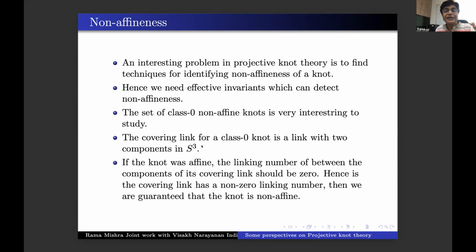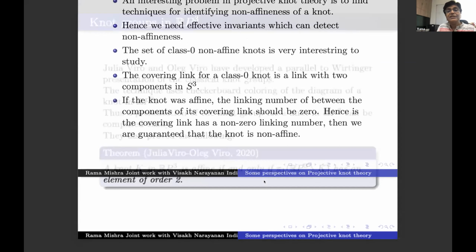Now, the covering link for a class 0 knot is always a link with 2 components. And if the knot is affine, then the covering link has linking number 0, because there would be 2 disjoint copies and there won't be any linking. Therefore, if the covering link has non-zero linking number, that indicates that the knot is non-affine. So that's one of the ways.